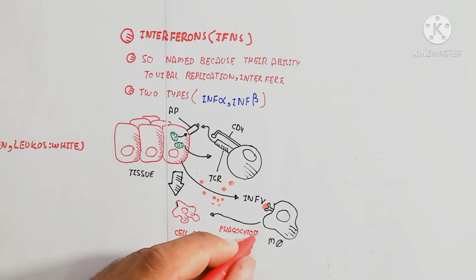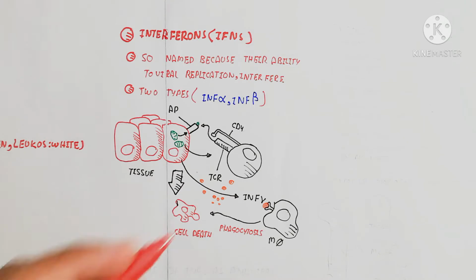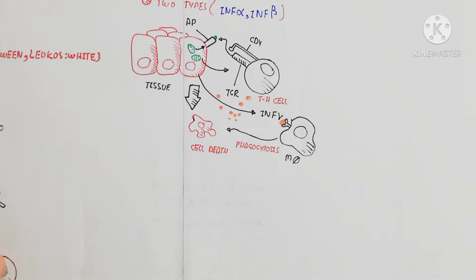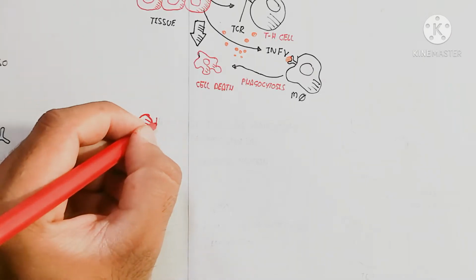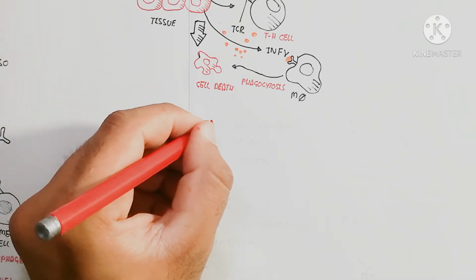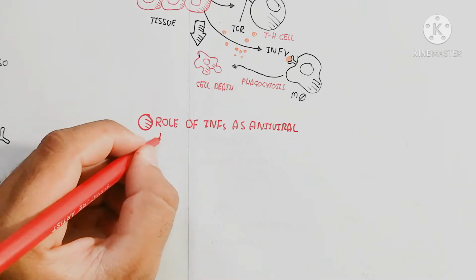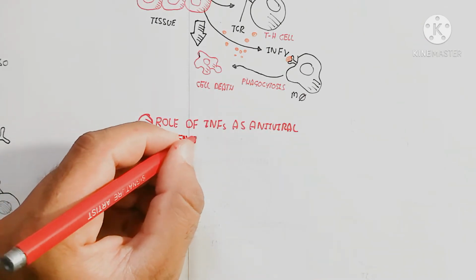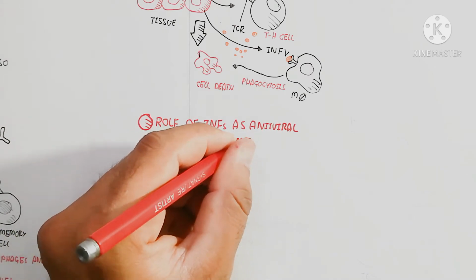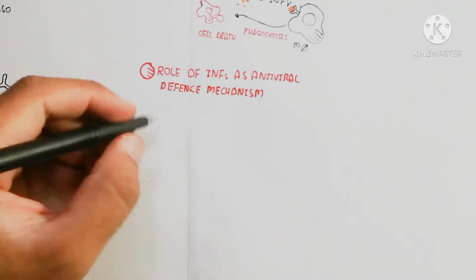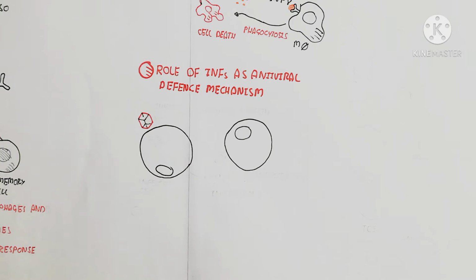So next, IFN gamma is also produced. That is the second type of interferon, which recruits the macrophage after the binding of IFN gamma with the receptor. So phagocytosis will occur after engulfing the dead cell, so the macrophage is used for it. On the other hand, we will discuss the role of interferon as an antiviral defense mechanism.